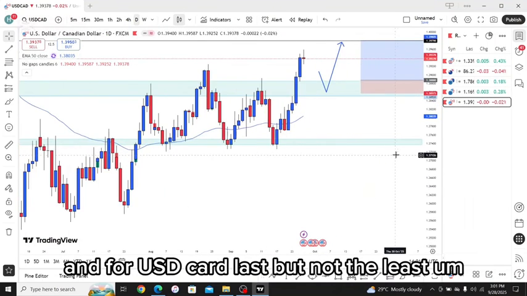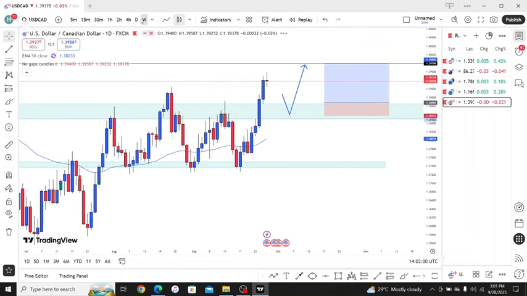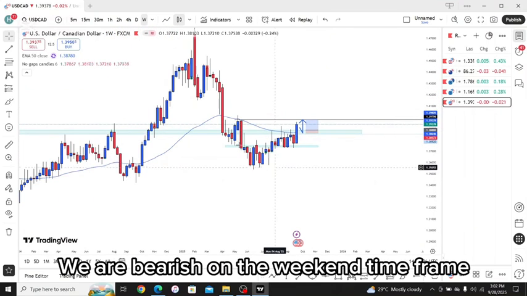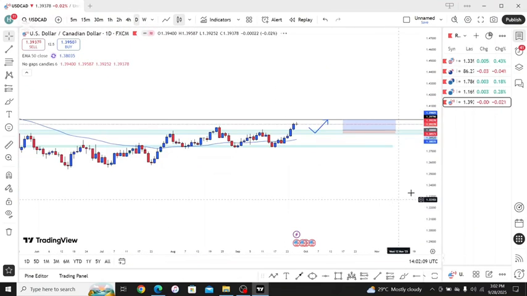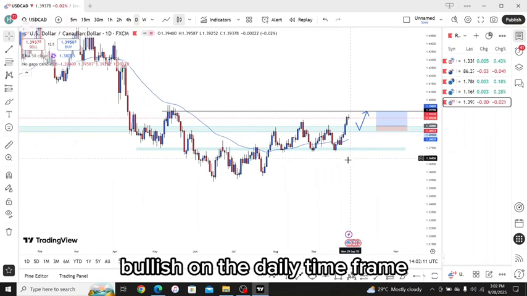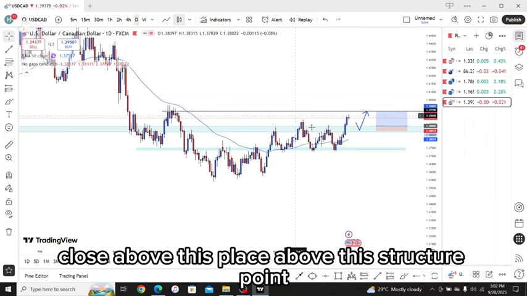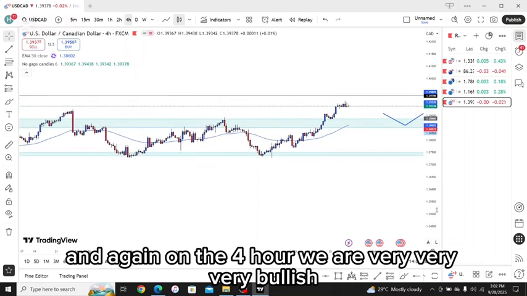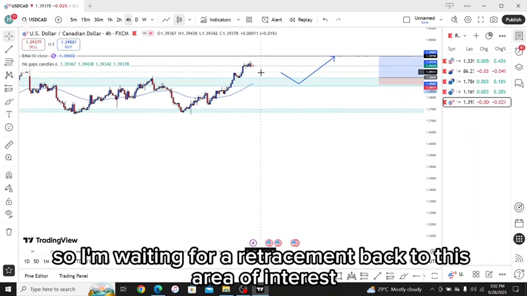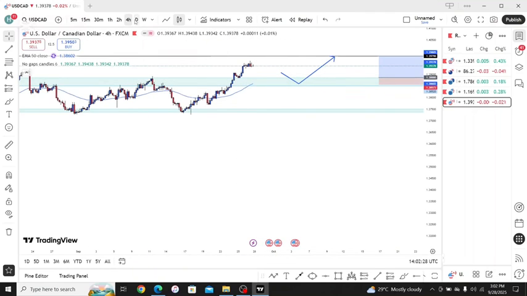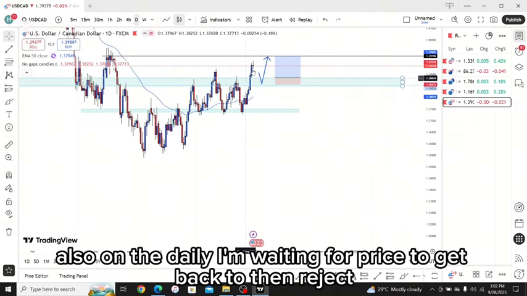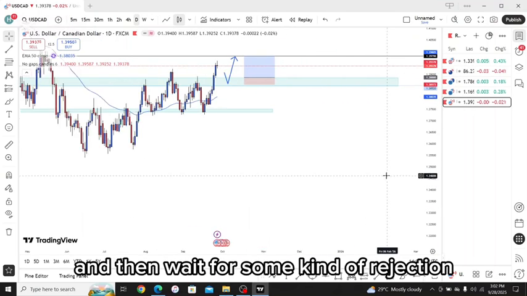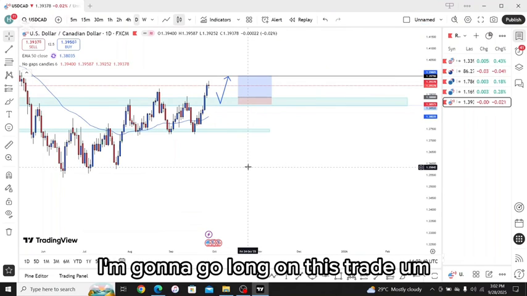And for USDCAD, last but not the least, we are bearish on the weekly time frame, bullish on the daily time frame, closing above the structure point, and again on the 4 hour, we are very bullish. So I'm waiting for a retracement back to this area of interest, to reject this EMA. Also on the daily, I'm waiting for price to get back to here, reject this previous structure point, and wait for some kind of rejection. And I'm going to go long on this trade.